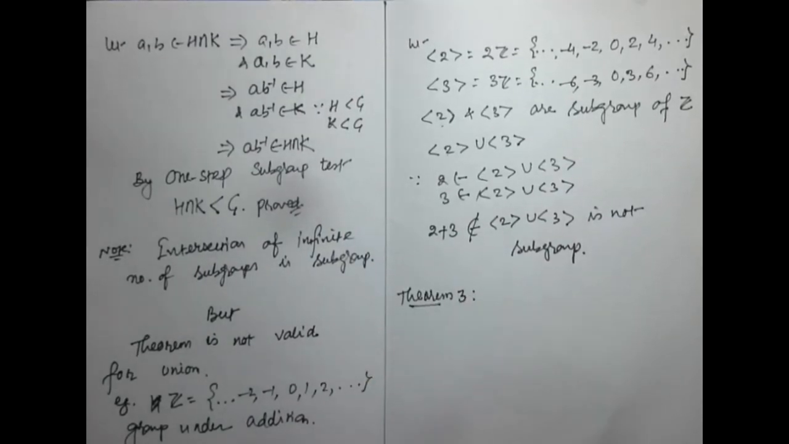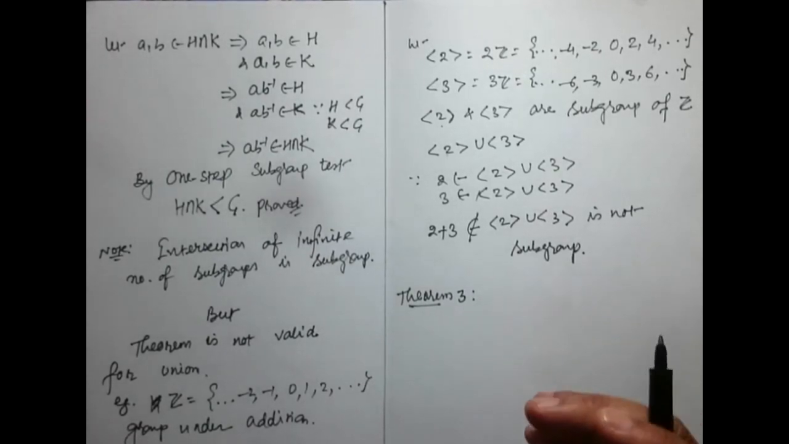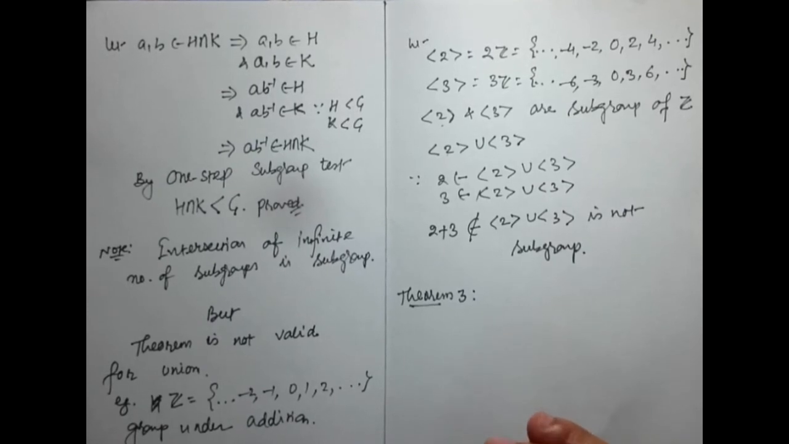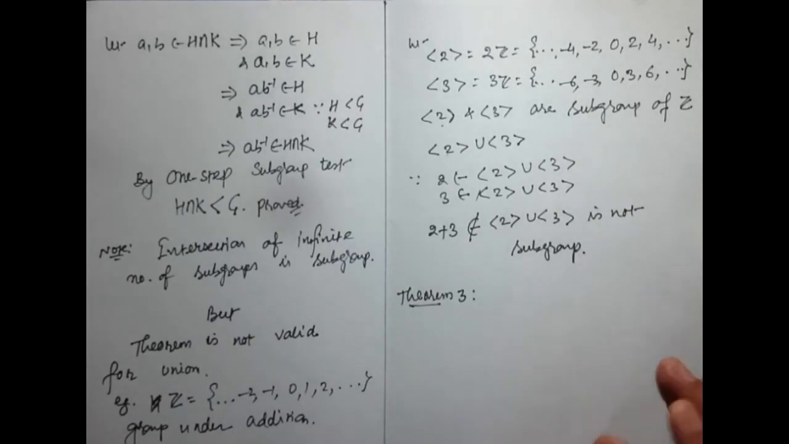Theorem 3: if the union of two subgroups is to be a subgroup, then it will be a subgroup only under certain conditions. Let's see. If H and K are subgroups of G, then H union K is a subgroup of G if and only if one is contained in the other.